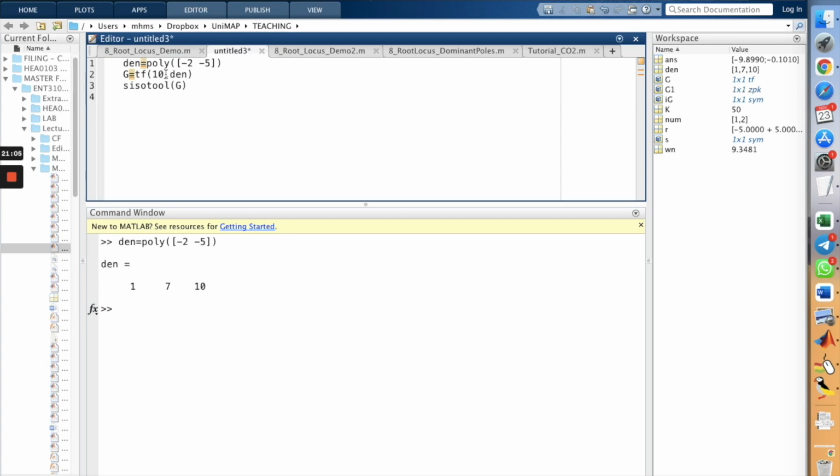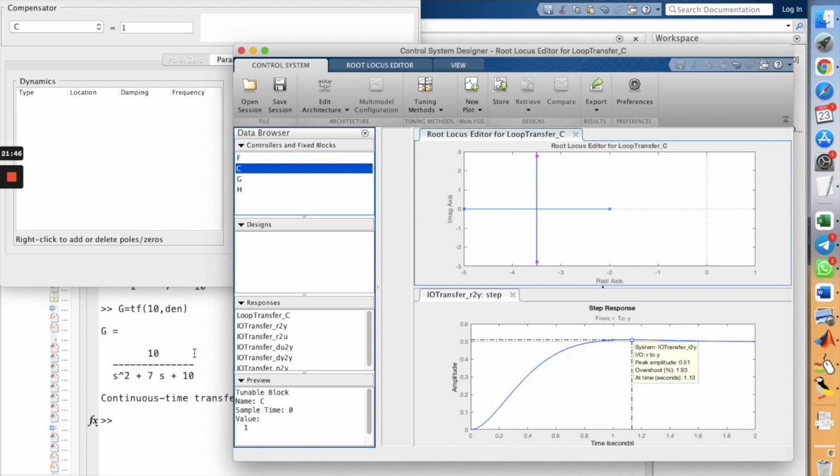I purposely put the numerator here, omega n squared, equal to 10. So I have this transfer function, 10 over s squared plus 7s plus 10. I want to plot the root locus. When I plot this transfer function, 10 over s squared plus 7s plus 10, we have this kind of plot. This plot is actually similar to the plot that we have seen in the previous examples in the camera and motor system, right?